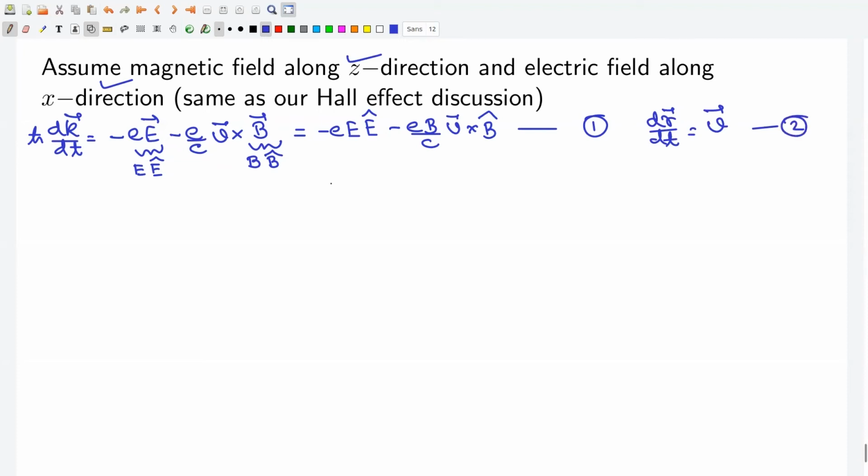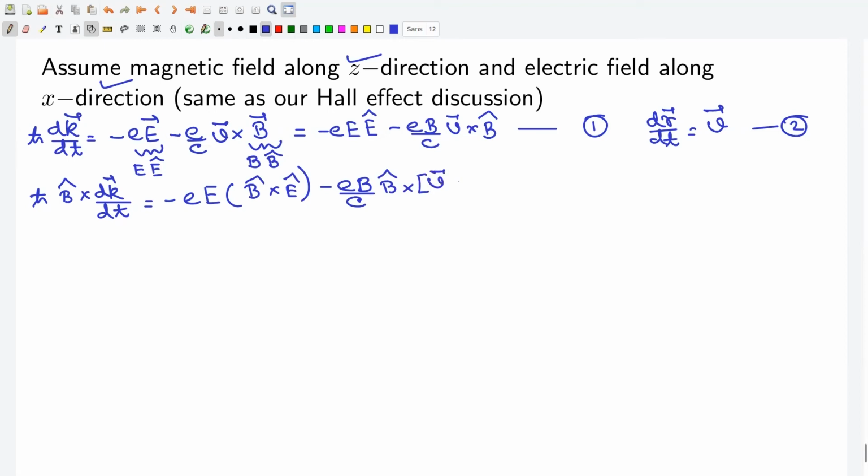Now, in equation 1, I take the cross product with B hat, such that the left hand side is ħ B hat cross dk/dt, equal to minus eE B hat cross E hat minus eB/c B hat cross v cross B hat.